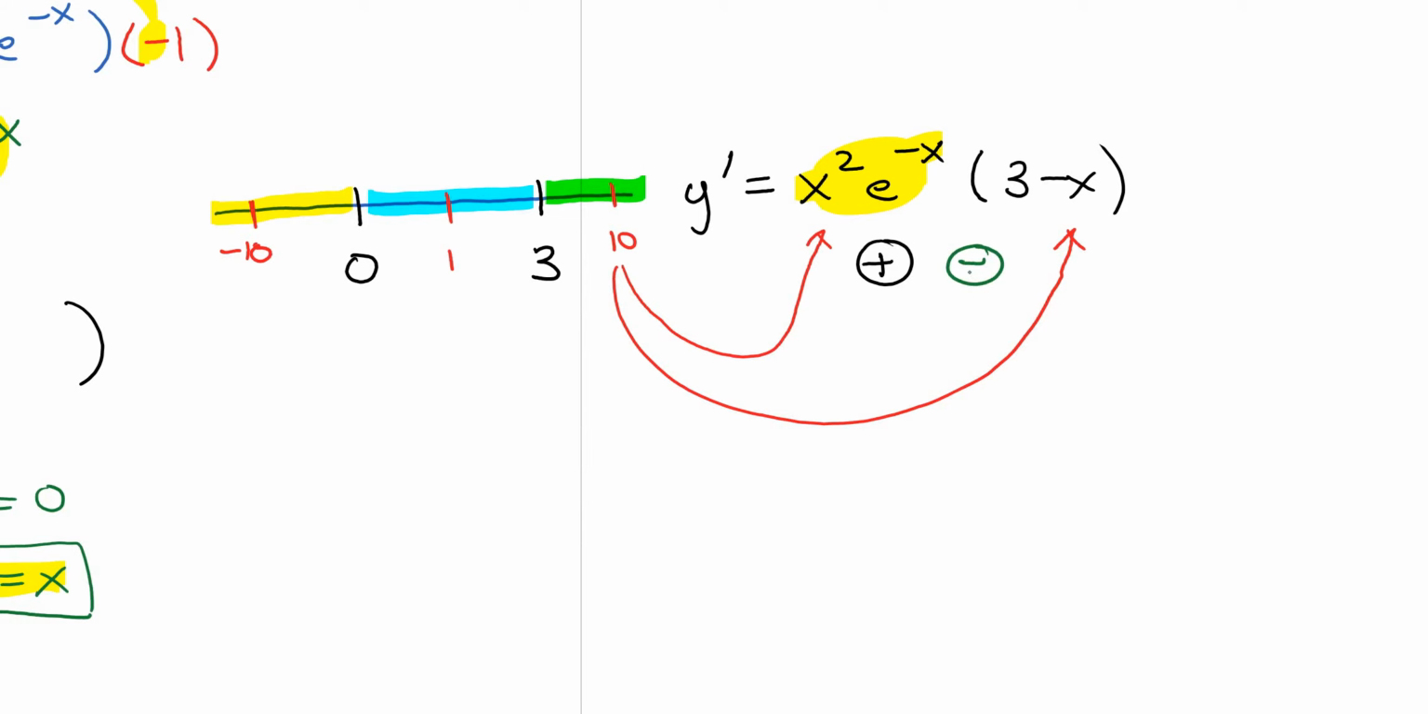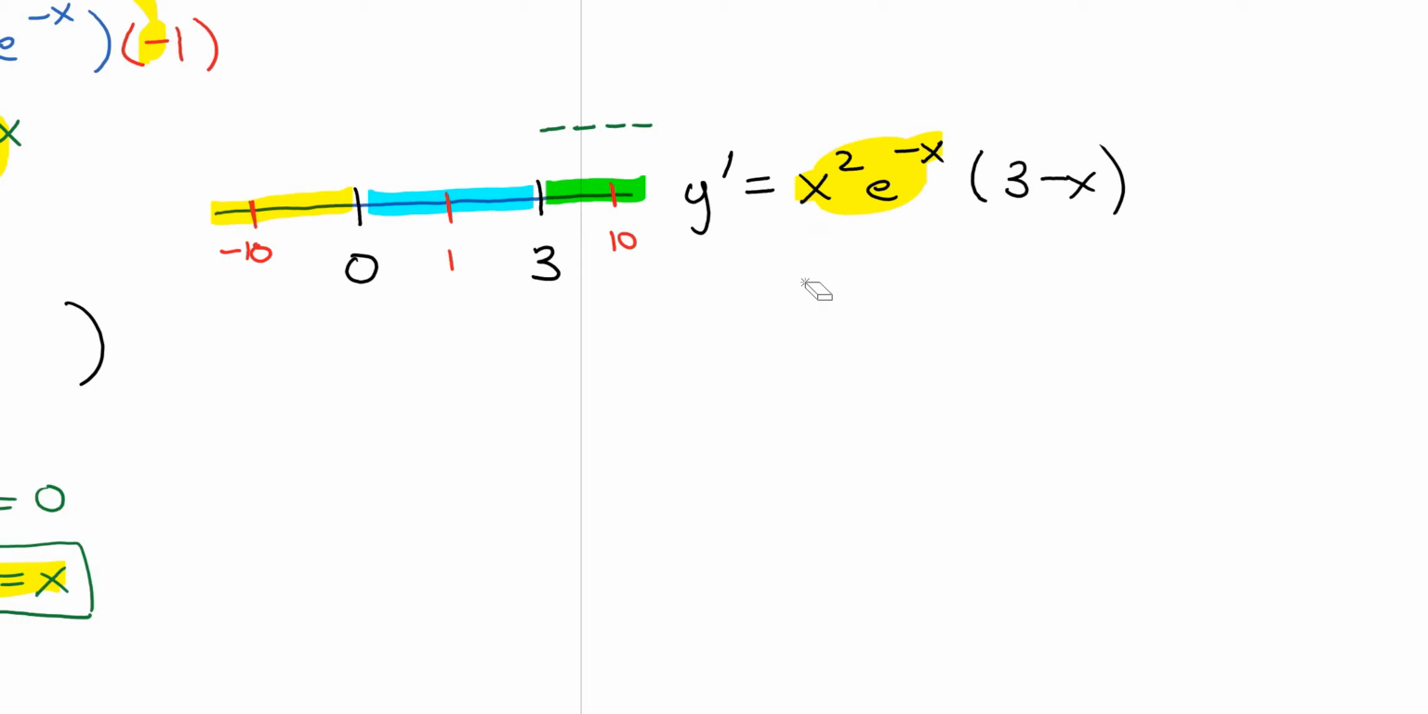So a positive times a negative is negative. So that means the green region is going to be negative. All right? And that's how you would evaluate this problem using the number line. After that, you take the 1 and plug it in here, into this term here.